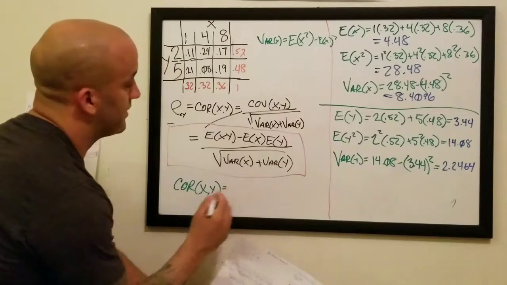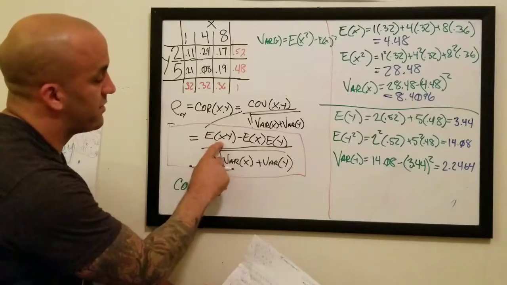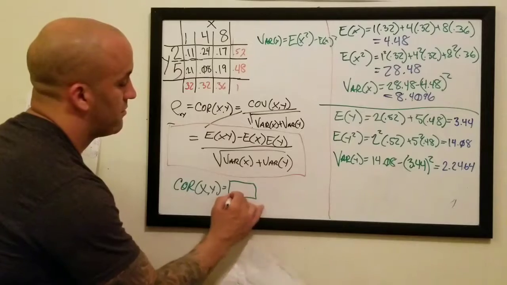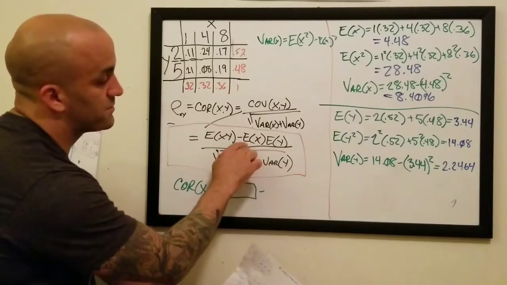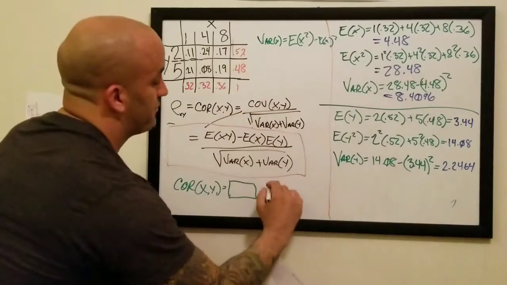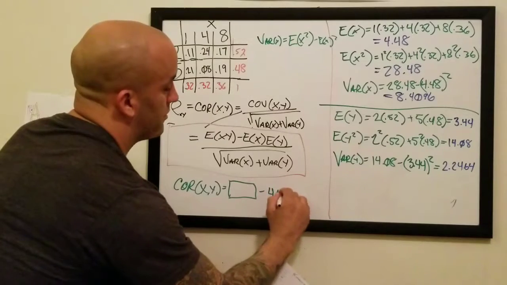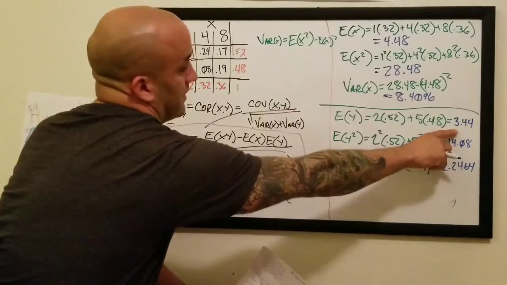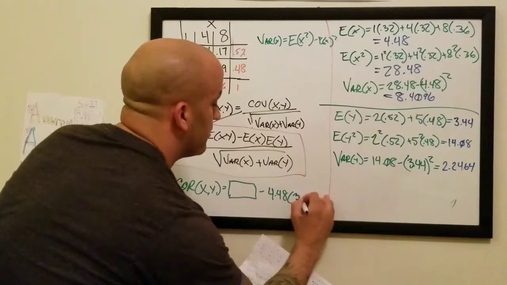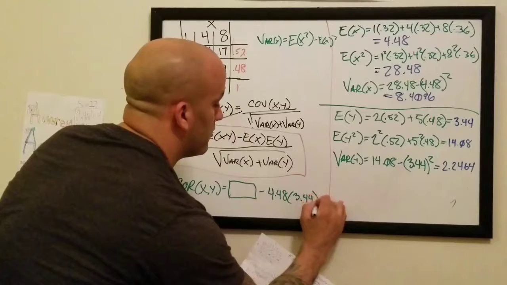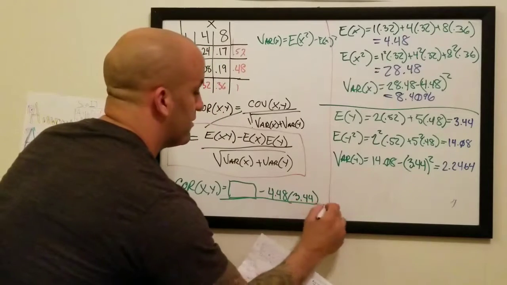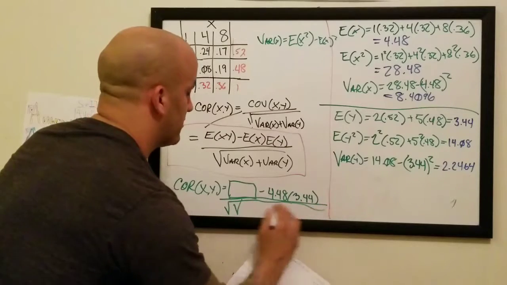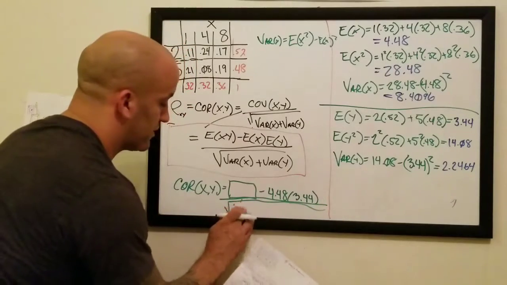What can we fill in right now? Well, we don't have our x, y, right? So I'm just going to leave a box here for right now. We can take our expected value of x, 4.48. We know our expected value of y, 3.44. And we have our variances. That's a square root, right? Variance, oops, we don't need to write that.